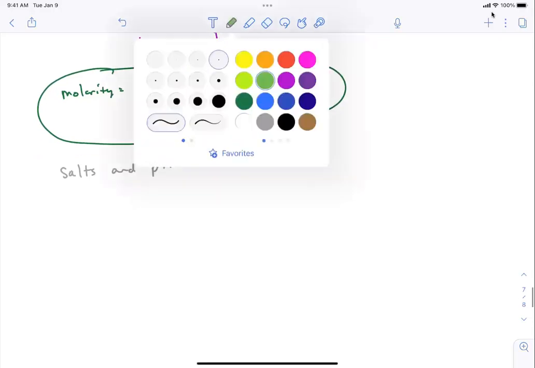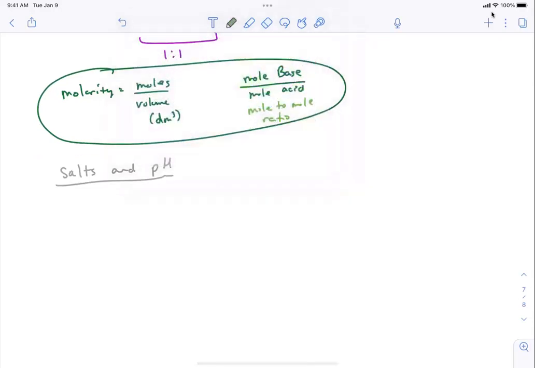Okay, salt and pH. You don't have to know the exact pH of a salt. That's not what they're talking about. They want you to be able to generally identify, okay, this salt came from this acid and this base. What pH should my salt produce? And so it depends on the strength of the acid and base that it came from.